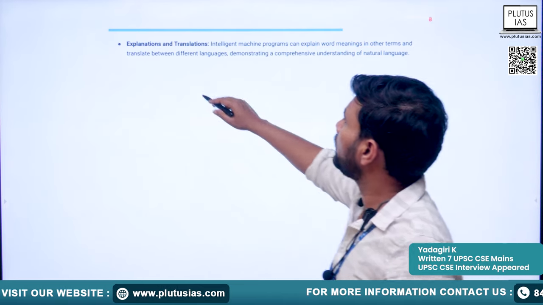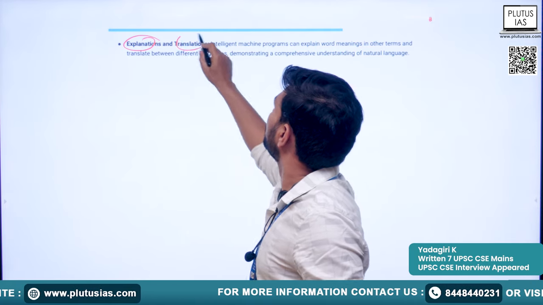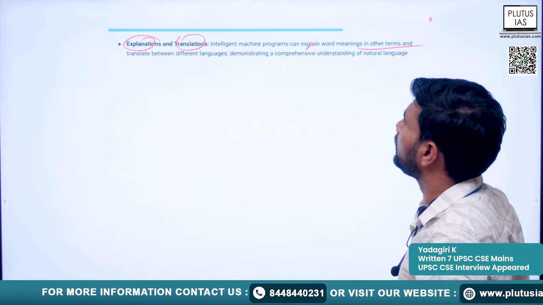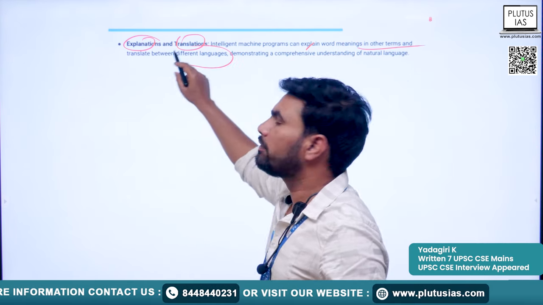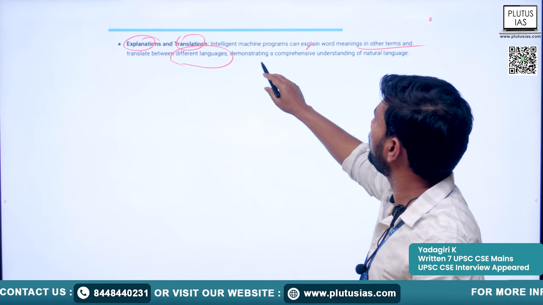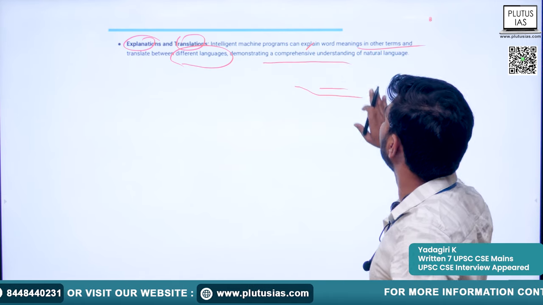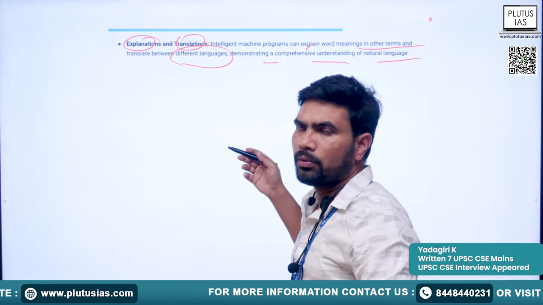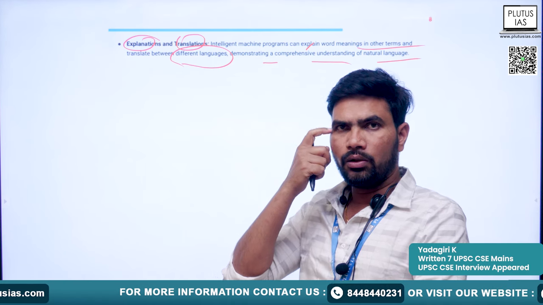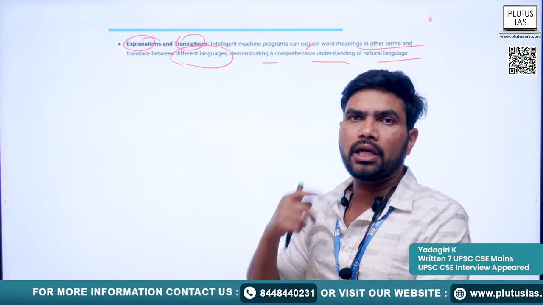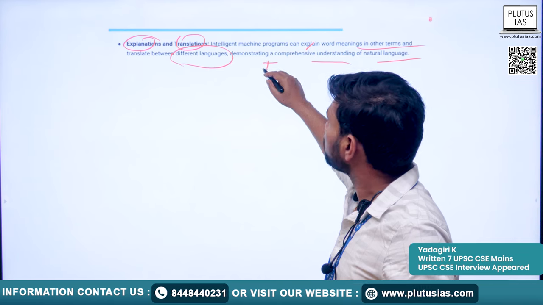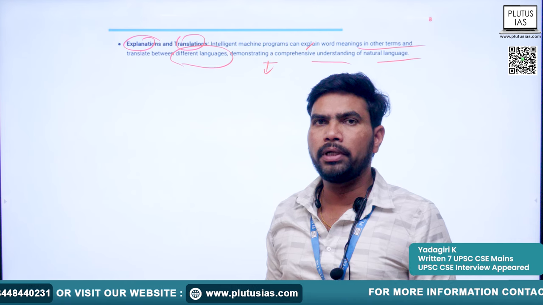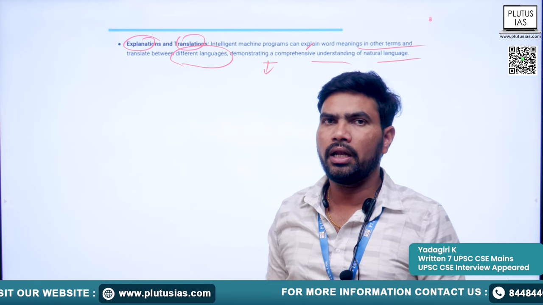So it also helps in explanations and translations. Intelligent machine programs can explain word meanings in other terms and translate between different languages, by demonstrating a comprehensive understanding of natural language. So we can say this is already a possibility. Now tools like ChatGPT and Gemini can translate a language, define words, and work as a bridge between different natural languages.